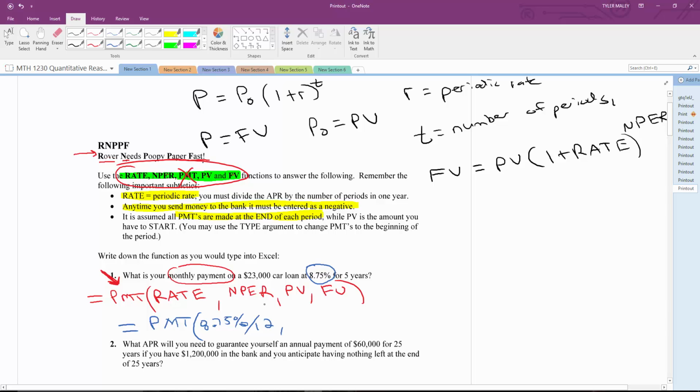So then the number of periods that we would input. We want 5 years, right? And this is monthly. So the number of periods would be 5 years times 12, right? Because there's 12 months in a year.